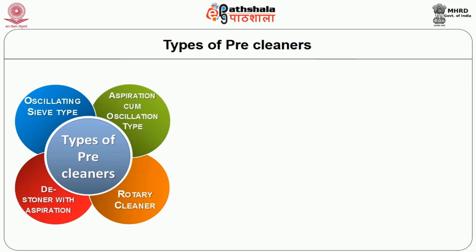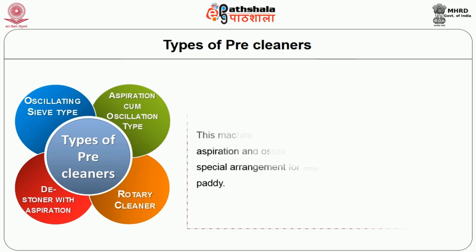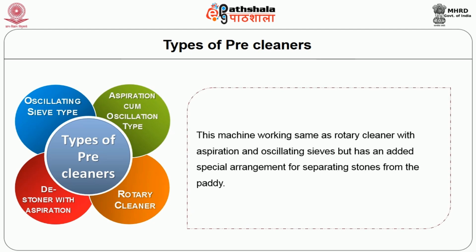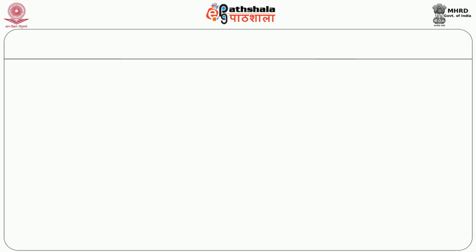Next is the destoner with aspiration. This machine works the same as the rotary cleaner with aspiration and oscillating sieves, but has an added special arrangement for separating stones from the paddy. Let us discuss parboiling.